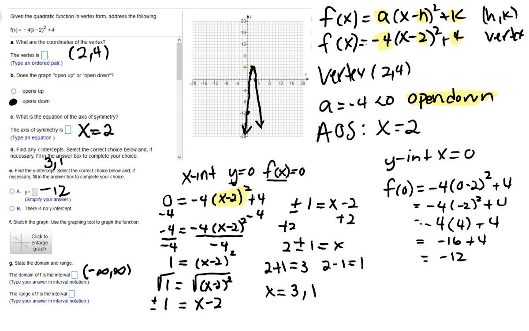For the range, I can see that these y values down here are covered, and the y values are all going to get covered up until you get to where that vertex is at 4. So the range is going to go from negative infinity to 4 with a bracket on the 4. That's including the 4.